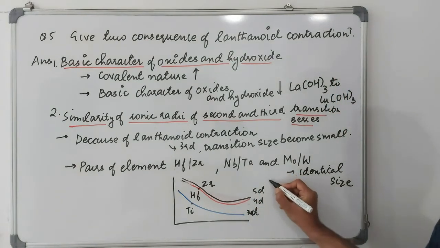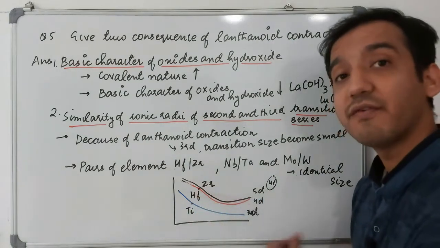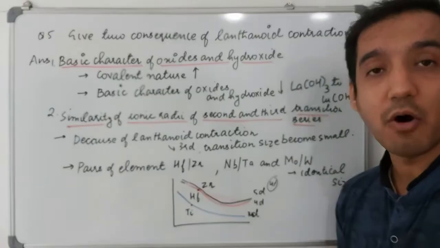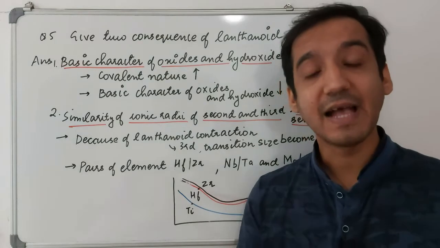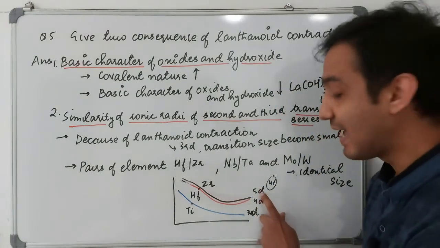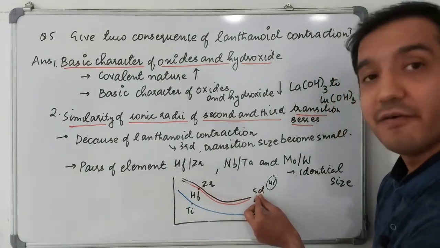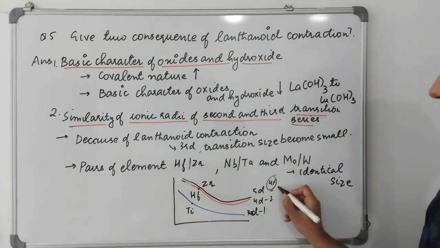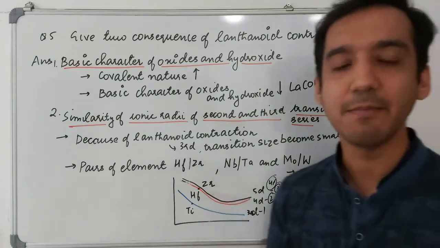In 5d, the filling of the 4f orbital also starts. Because the 4f orbital is there, it will show less shielding effect. As a result, the size will decrease, and the 4d and 5d series have almost the same size because there is a contraction of the 5d series. So this is first, this is second and third. As a result, the second and third series have almost the same radius.